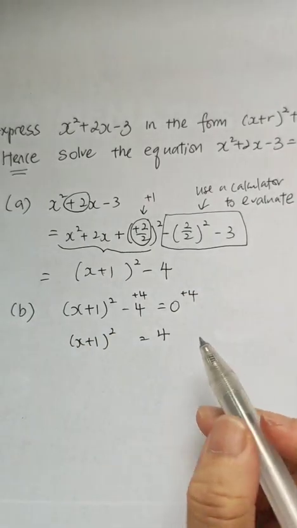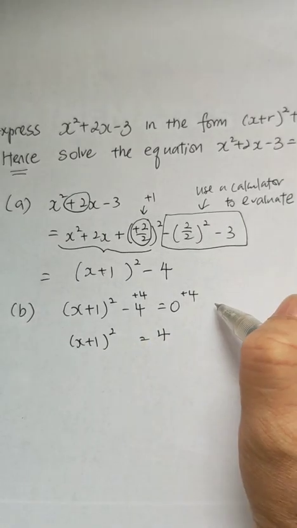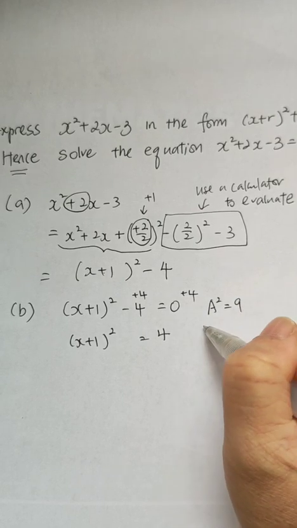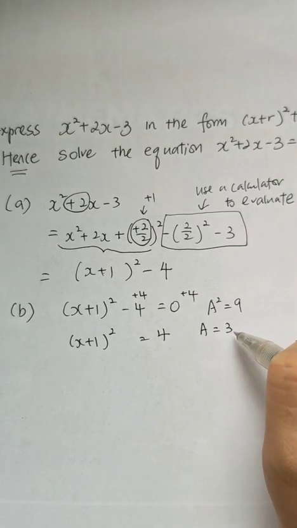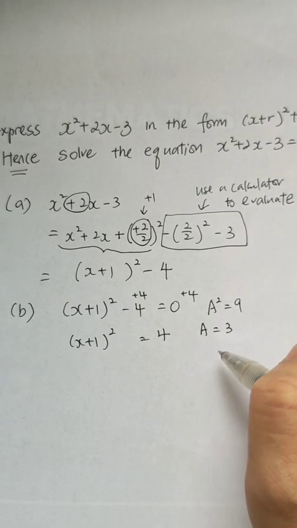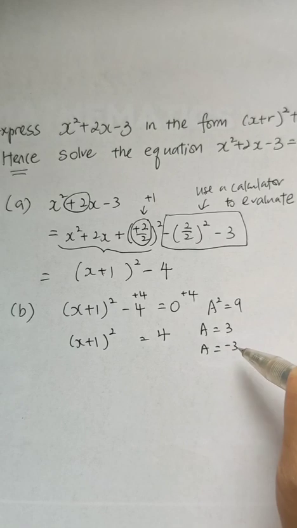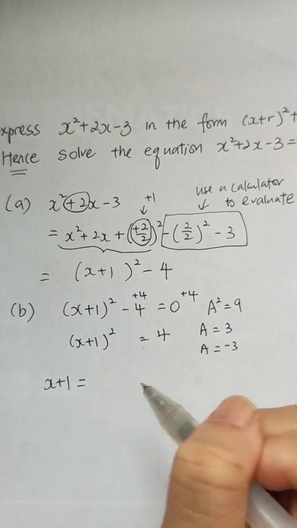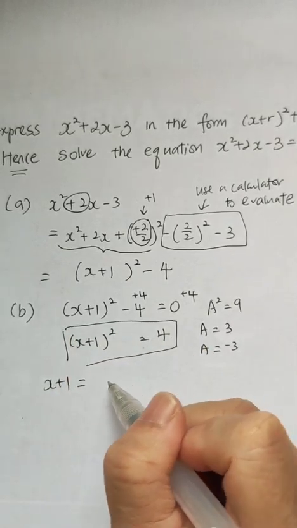When you square something, just recall that if you have a squared equals 9, possible values for a could be 3, because 3 times 3 is 9. How do you get 3? Just square root 9. But the value for a can also be negative 3, because negative 3 times negative 3 also gives you 9. Hence, there are two possible answers when you solve this kind of question.